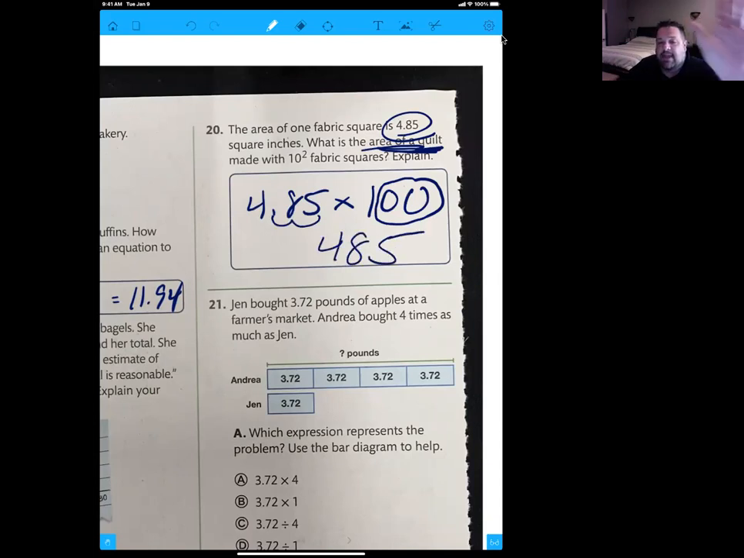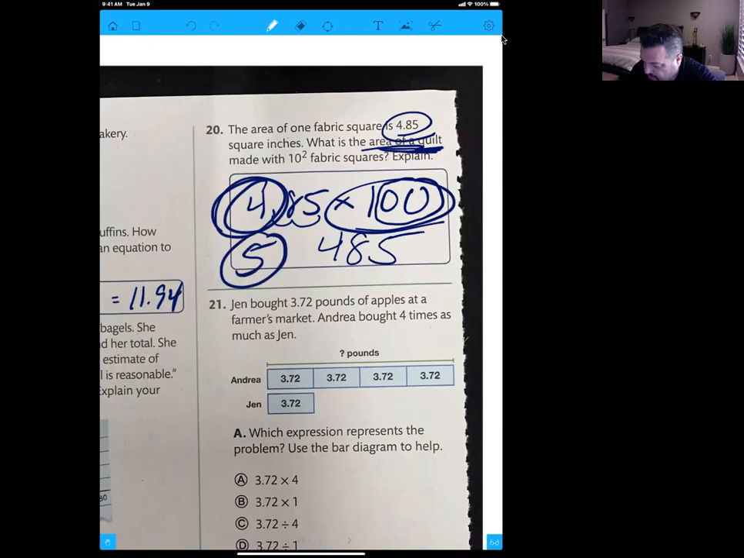Plus, I know I keep saying it, but if you have 4, that's about 4, right? Times 100. Your answer has to be in the 400s. Even if you round this up to a 5 times 100, your answer has to be around 500. So if you move the decimals incorrectly right here and you stop it right here, your answer is 48. Well, 4 times 100 is not 48, right? See how to check yourself?